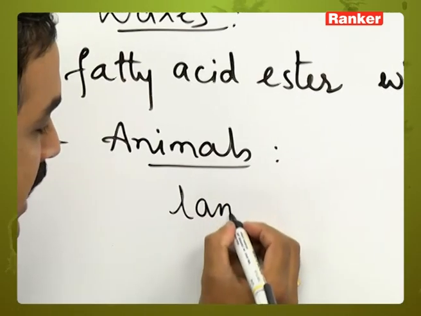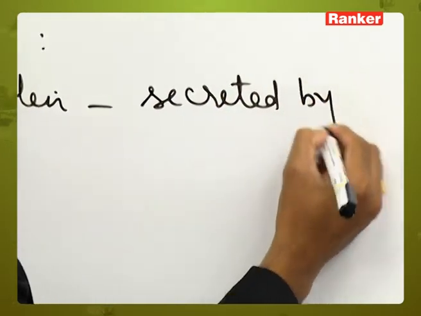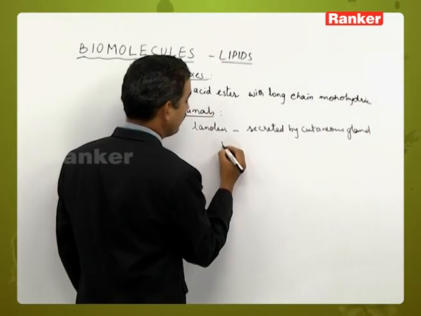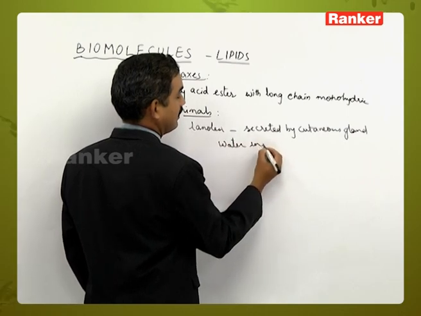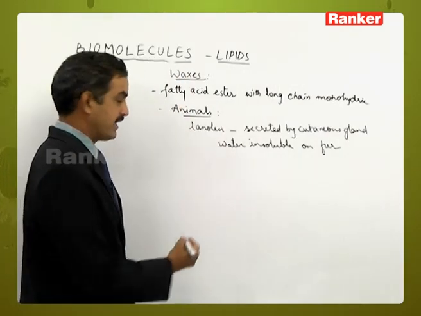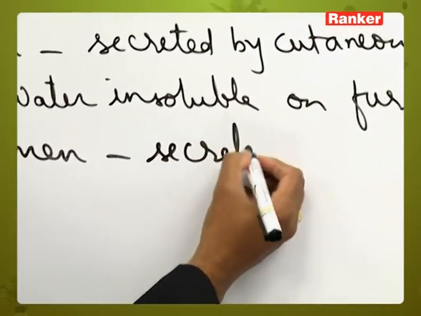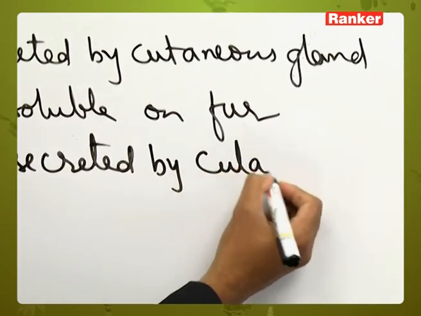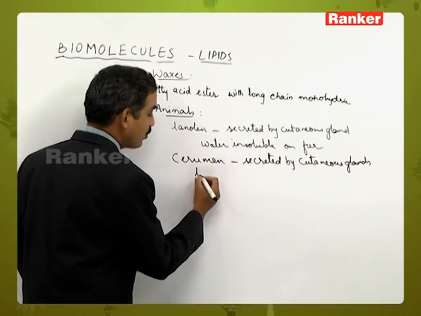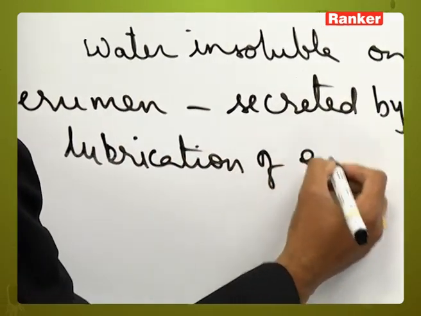So that is lanolin. This is secreted by the cutaneous glands, and it is a water insoluble surface which is formed on animal fur. Then cerumen, which is secreted by cutaneous glands. This is useful for lubrication of the eardrum.